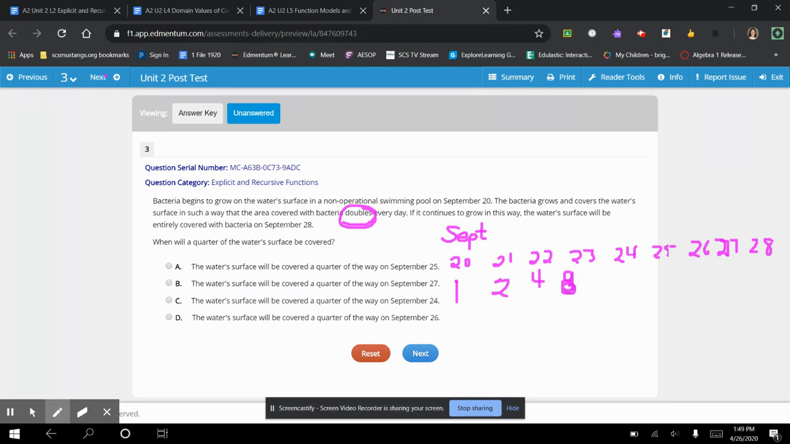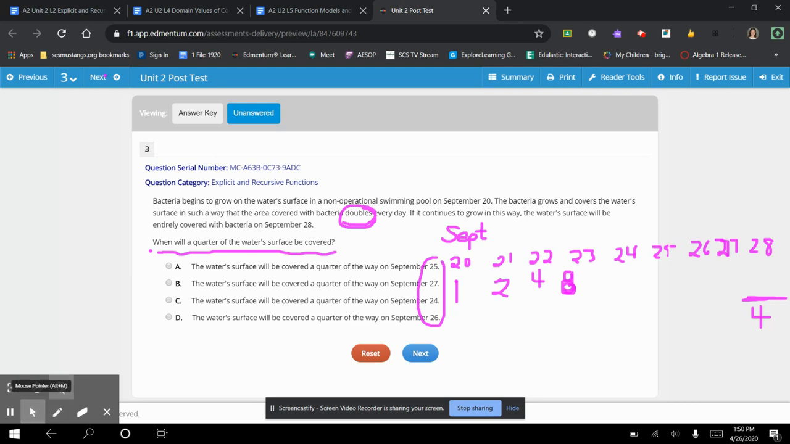Now, from those, you're going to have to continue that process. And it says, when will a quarter of the water's surface be covered? So after you get this whole list done, you're going to need to take that number and divide it by 4. And that number is going to match up with one of those days right there. And that's going to be your answer for that one.